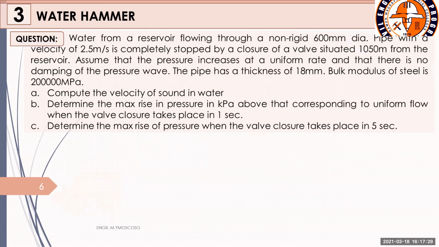Bulk modulus of steel is 200,000 MPa. So let us compute the velocity of sound in water. That would be your celerity. Determine the maximum pressure if it takes 1 second, and determine the maximum rise of pressure when it takes place after 5 seconds.